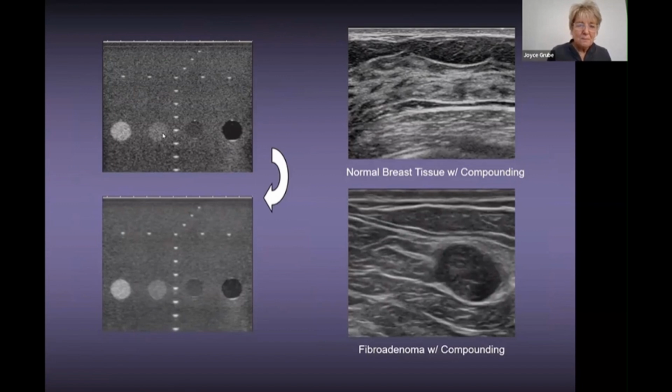All right. But here we go. Check this out of this phantom, you guys. And this is the benefit of compounding. Both the benefit, the advantage, and the disadvantage of compounding. Look at this lesion right here. That's actually really pretty, isn't it?